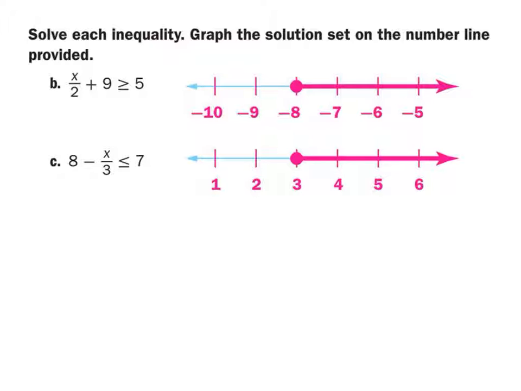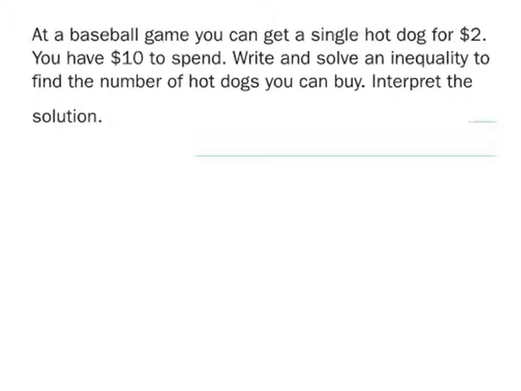Uh-oh, did we do C? All right, at a baseball game, you can get a single hot dog for $2. But you have $10 to spend. Write and solve an inequality to find the number of hot dogs you can buy. So, could you buy 1 hot dog? Yes. Could you buy 2 hot dogs? Yes. 3? Yes. 4? Yes. 10? No. 5? Yes. Yeah, very good.